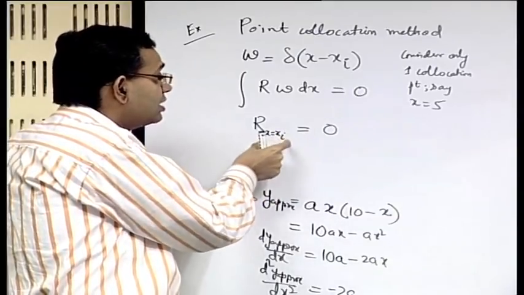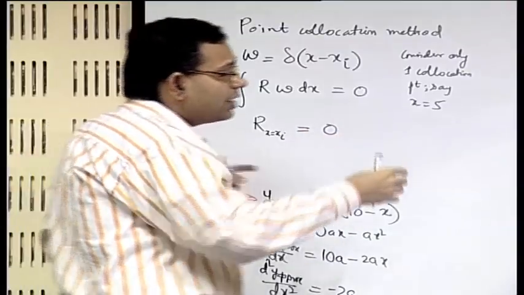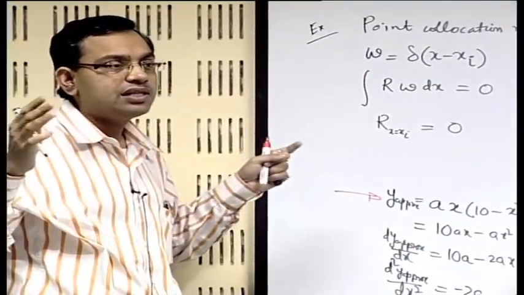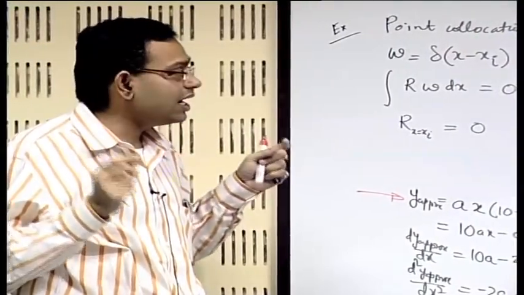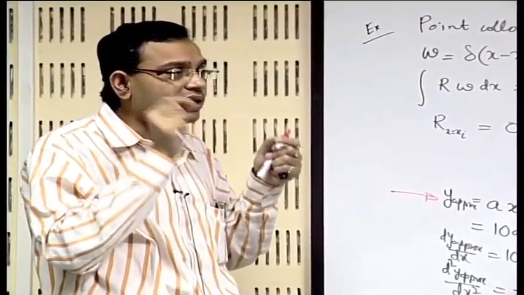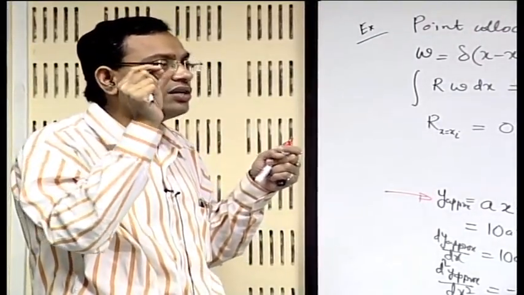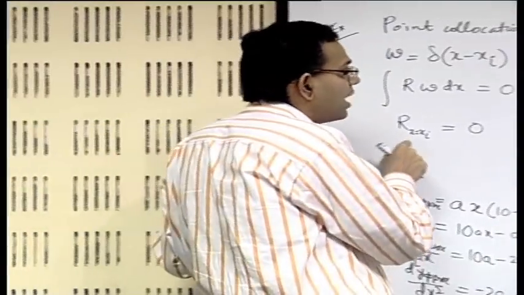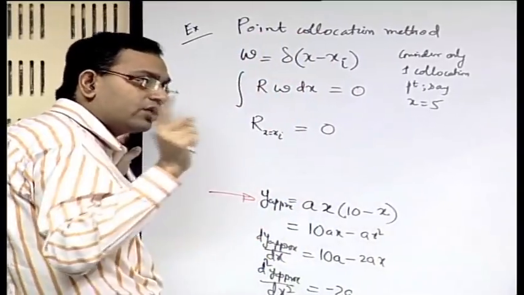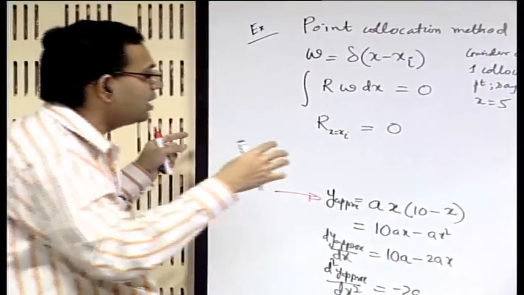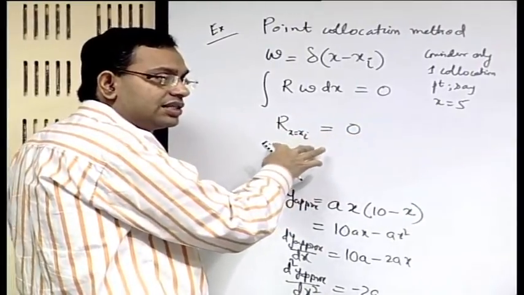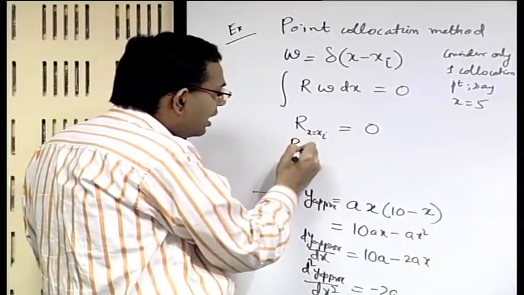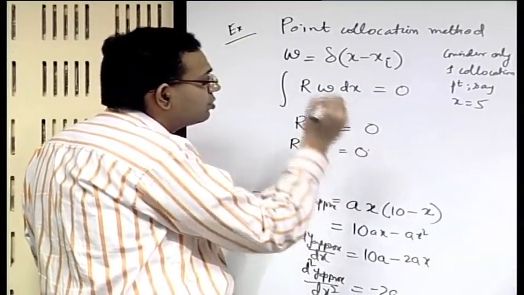This is the ideal thing. In general we are trying to minimize the error, minimize the sum of the residuals in some weighted sense, but in the collocation method you are only focusing your attention on some specific points and trying to make sure that the corresponding errors are 0. So, at x equal to 5 you are considering only one collocation point. If you consider multiple collocation points, it will be the sum of the residuals at those points. So, r at x equal to 5 has to be equal to 0.